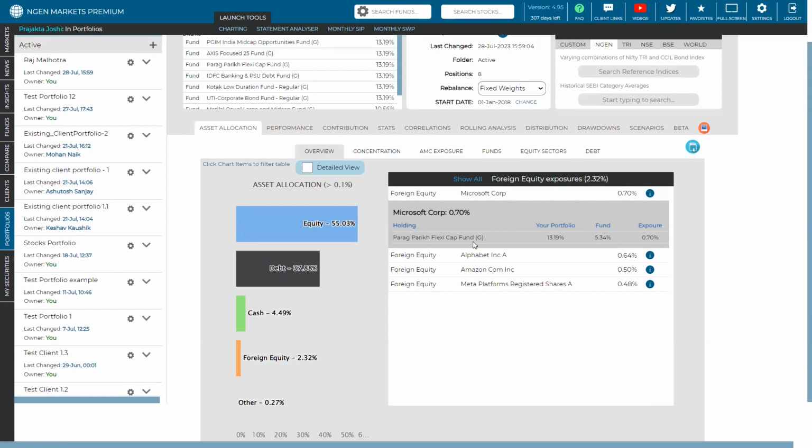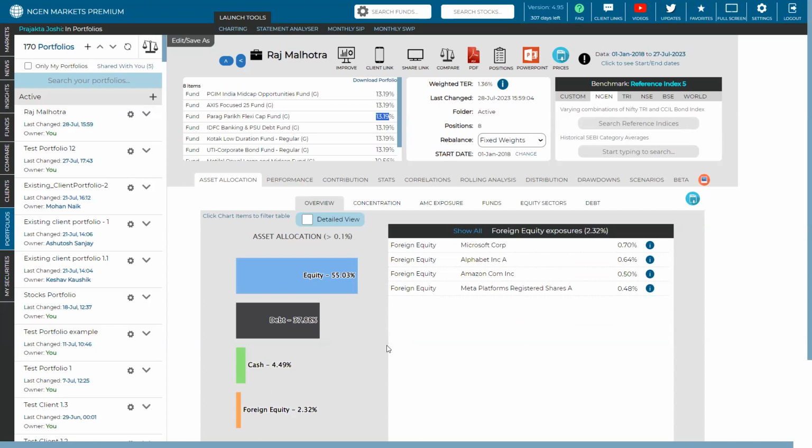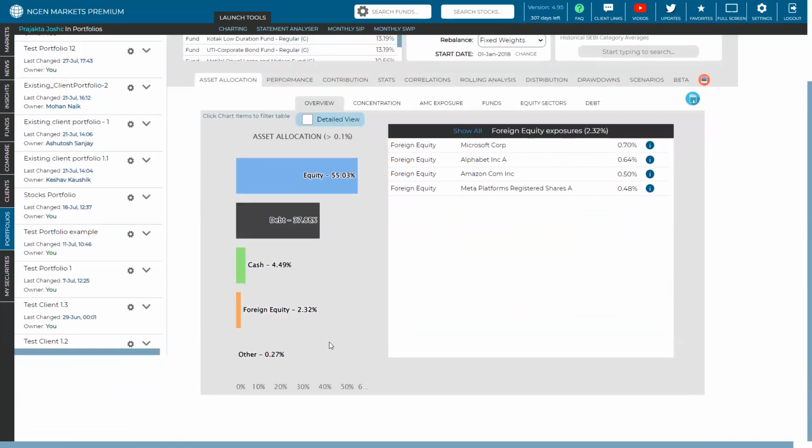So Parag Parikh Flexi Cap, which is a component in the portfolio to an extent of 13.19%, holds some percentage of Microsoft as a stock. And therefore, through Parag Parikh Flexi Cap, your portfolio is being exposed to this foreign equity exposure. Okay, this becomes a crucial analysis. You can do this for any minuscule component in the portfolio as well.